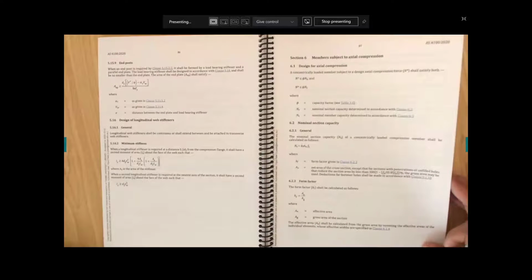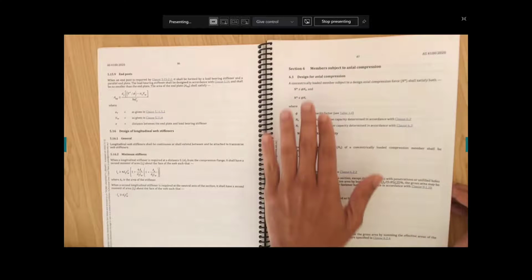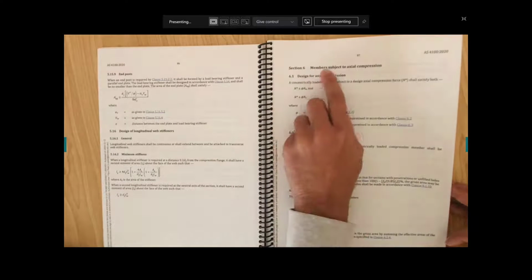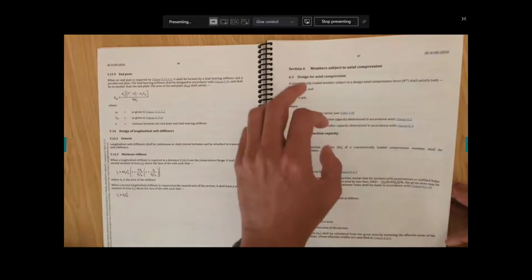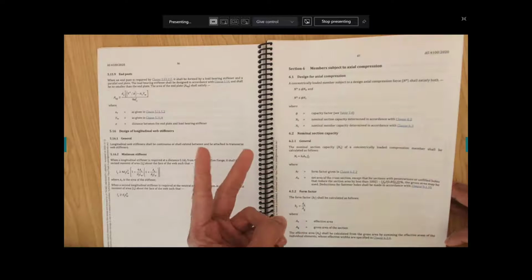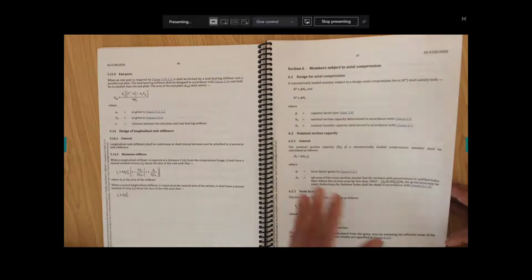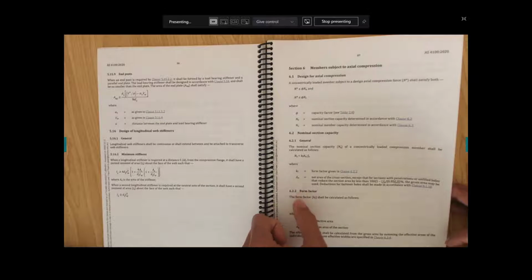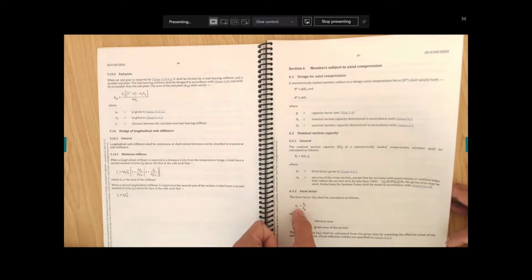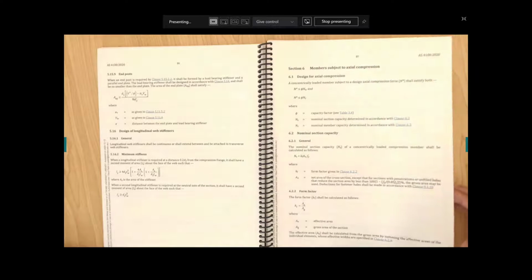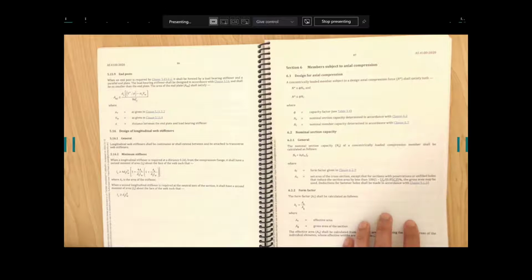Okay, my camera is okay. We're going to go through section 6, which is members subjected to axial compression. Look, it's very simple, only 2 or 3 or 4 kinds of equations, maximum 5 equations that we're going to do, and they are very simple equations, not big equations. So clause 6.2.2 has the form factor, basically effective area over gross area. If you have compact sections or thick wall sections, you will have gross area equal to effective area, your Kf equal to 1, and if it is Kf less than 1, then you have buckling. So that's the form factor.